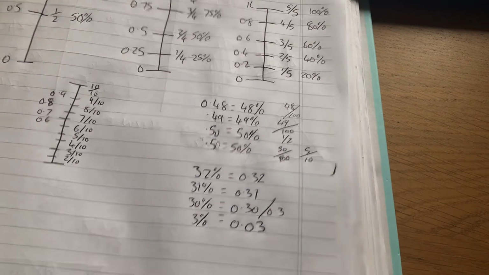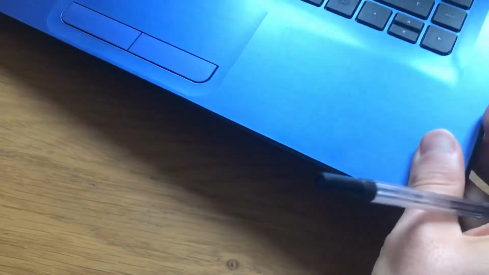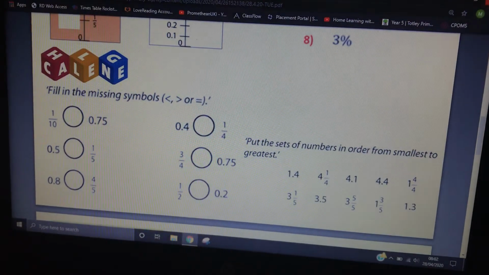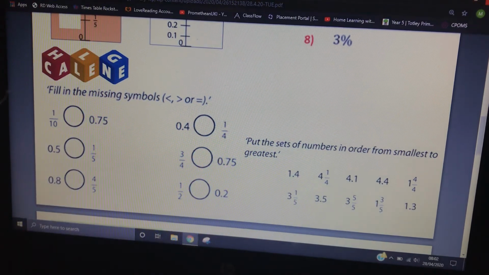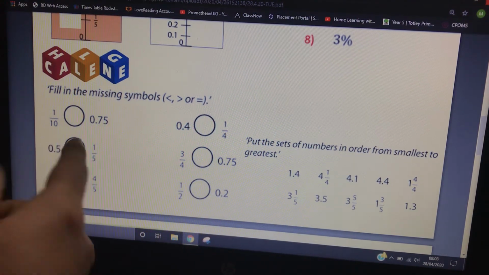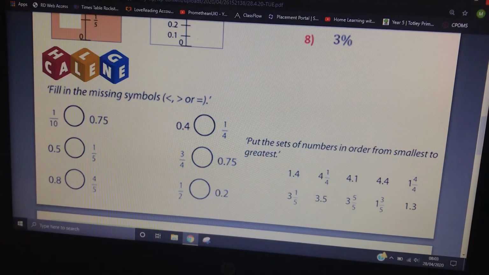The rest of the sheet, I didn't write out, because I could probably just quickly point at it. So, there we go. Fill in the missing symbols. Less than, greater than, or equal to. So 1/10, 0.75. We should know what. Always work with the same thing. Some of you might be able to look at that and go, oh, that's bigger, that's less. Some of you might not. So decide, are you going to work in fractions or decimals?